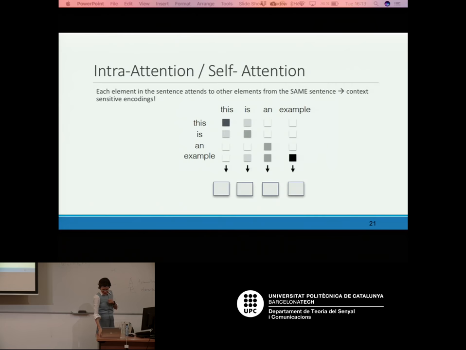Another type of attention would be self-attention. That means each element in the sentence attends to other elements from the same sentence. Okay, here you don't have two sequences. You only have one sentence and you are putting attention to this sentence. This would be complementary to the LSTM work or to the gated recurrent units. Okay, it's like knowing what you have to memorize from the same sentence. Okay, just knowing which words are important for other words.